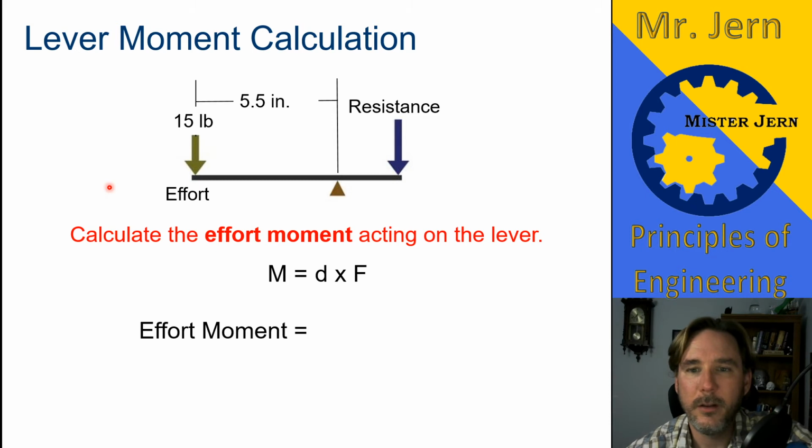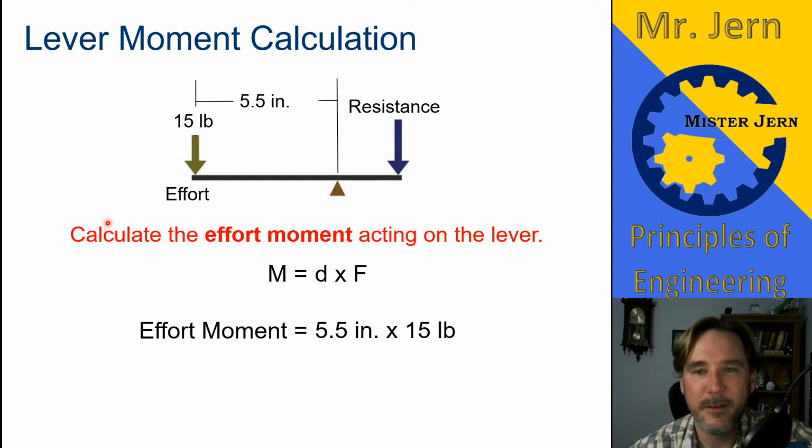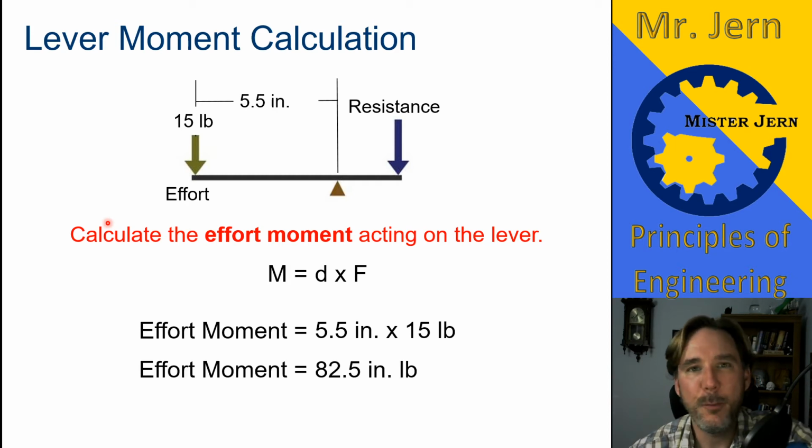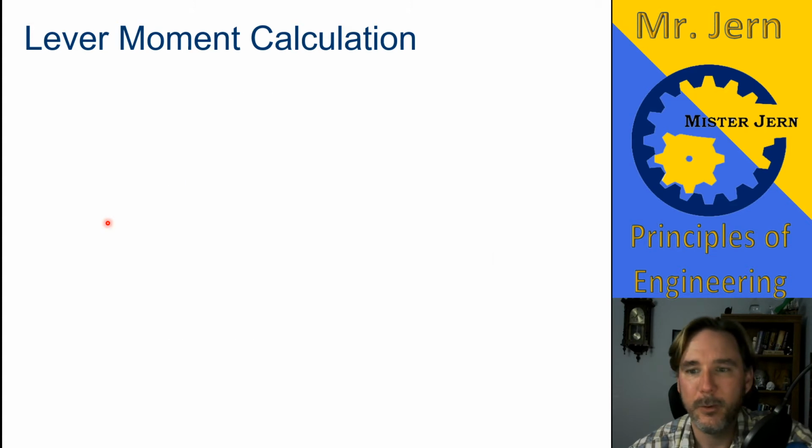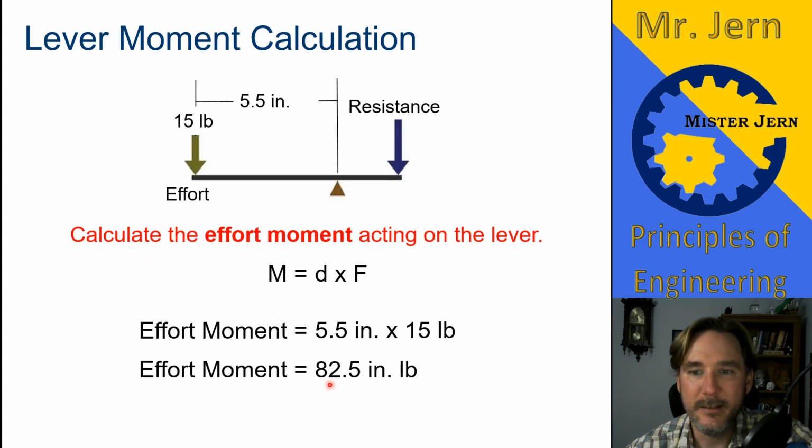So you're like, hey, Mr. Jern, why aren't we using newtons and centimeters? Well, this is engineering. This is the stuff we use in engineering, and it's okay. Get used to using both, right? So effort moment is just the distance times the force. So we take 5.5 times 15. And then when you multiply that, you get 82.5 foot-pounds of moment, okay? Whoop. And that's it. That's the moment.